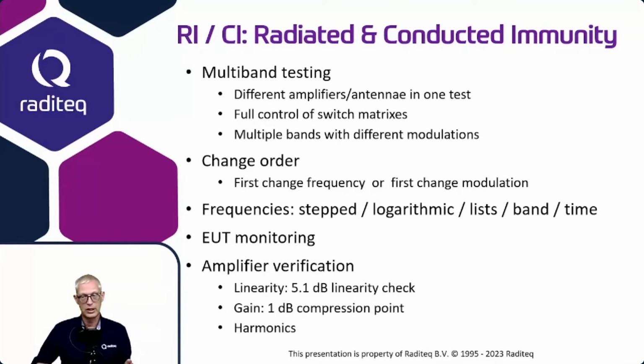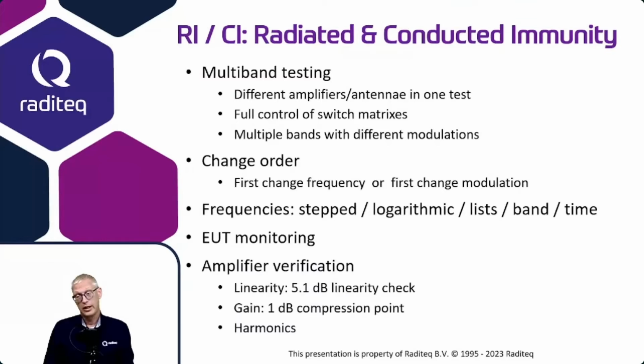And of course, you need some switch matrices to switch between amplifiers, or even to switch between signal generators. Full control of switch matrices is possible, and any switching can be done automatically with RadiMation. So it's one automatic measurement over the whole frequency range.